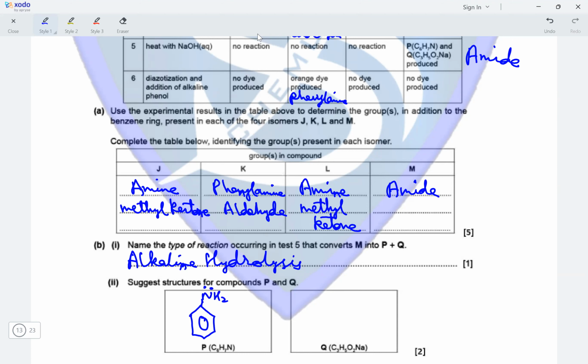So one of these carbon atoms would be C double bond O minus Na plus. So that means we are left with CH3, CH2, C double bond O, single bond O minus and Na plus. It is sodium propanoate.